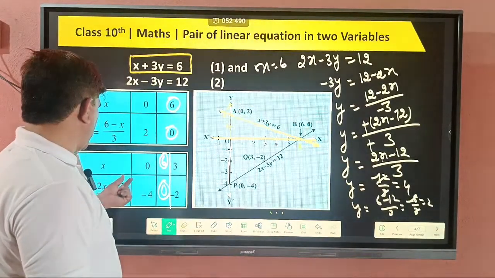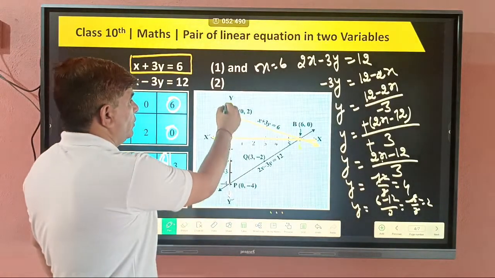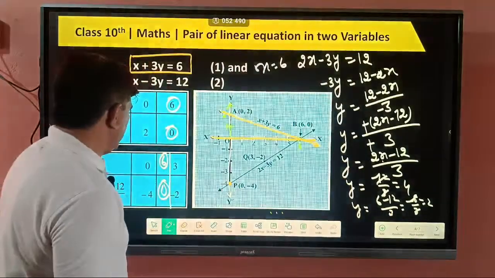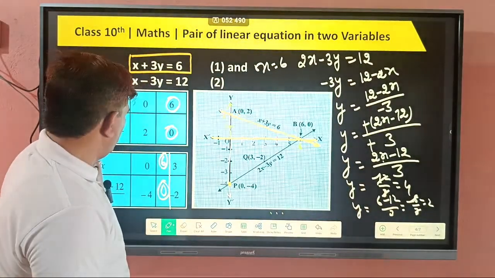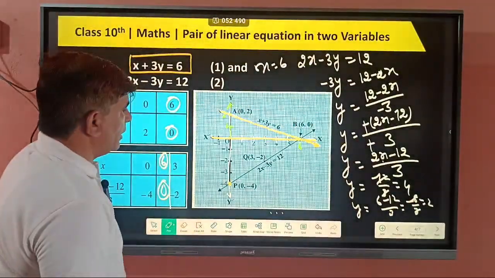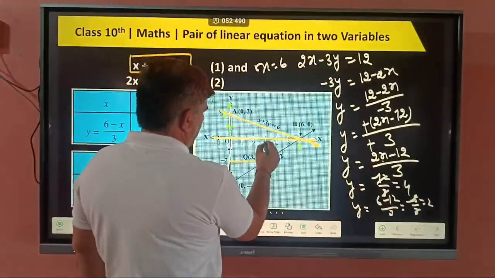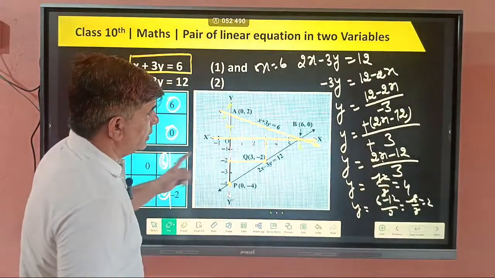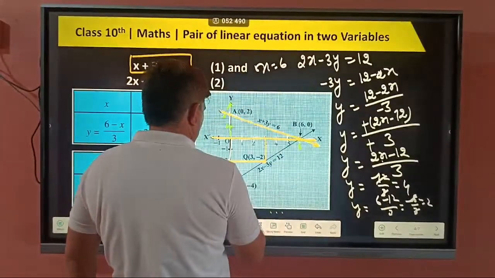Then again, here we take x equal to 0, on the y-axis, and y equal to -4. So -4 is here, and here is 0, so one point comes here. Then x equal to 3, and y equal to -2. Here is 3 and this is -2. Both lines come here and intersect at this point. x equal to 6, y equal to 0. So this point is the solution.